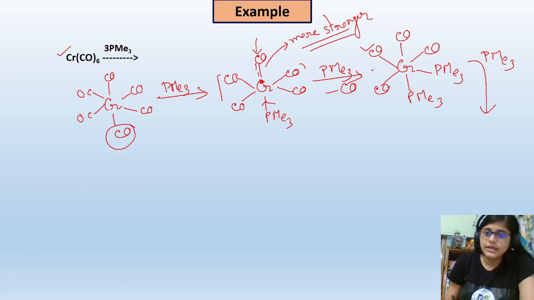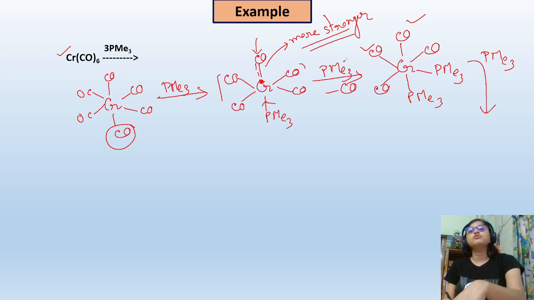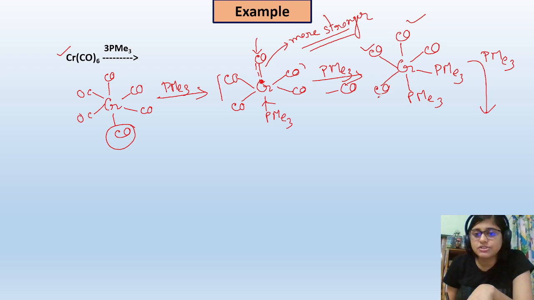So this is trans to PMe3 and this is trans to PMe3. So these two are the same kind of COs, but these are cis to PMe3. This is cis, this is cis. So these are a type of CO. With these two symbols I have shown you, these two are the same and these two are the same.